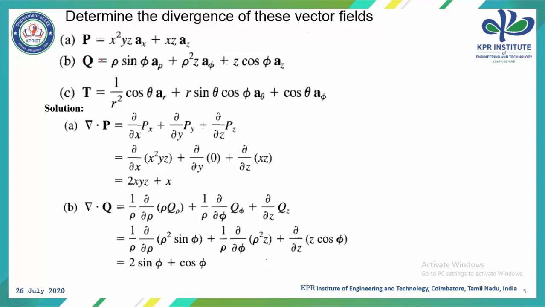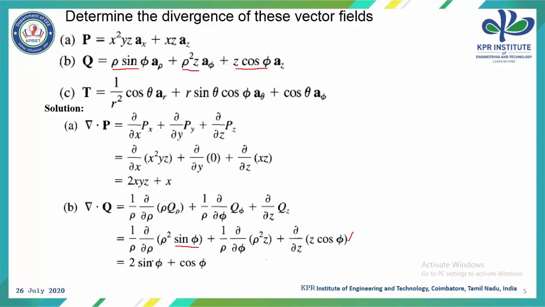So this is the given problem. Now del dot q equals 1 by rho into dou by dou rho of (rho q rho) plus 1 by rho into dou by dou pi of q pi plus dou by dou z of q z. Now what is the q rho value? The first value is the q rho value, this is the q pi value, this is the q z value. Just substitute as such here. Okay. Now you want to differentiate.